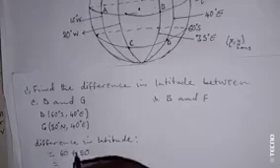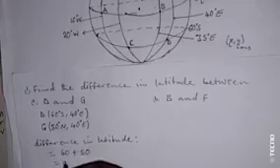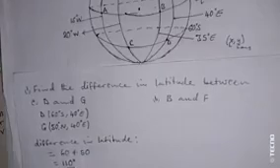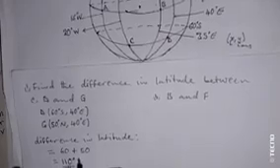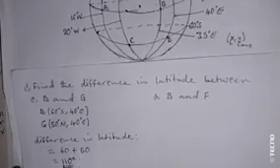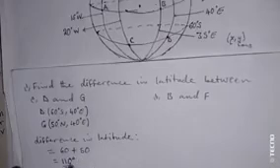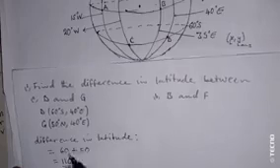So once you add, we have 110 degrees. This is the answer. Your answer will just carry 110 degrees with no direction, because it's the summation of two different locations. So this is how we find the difference in latitude.